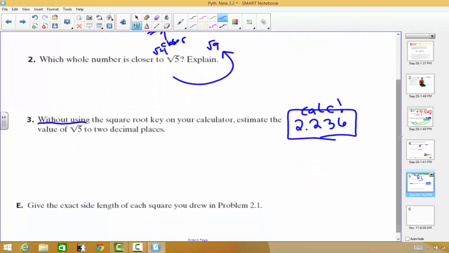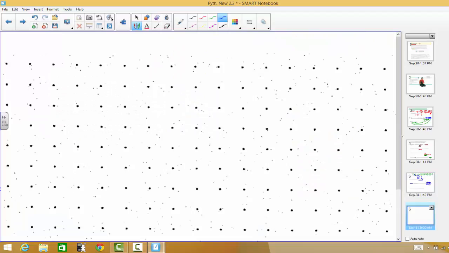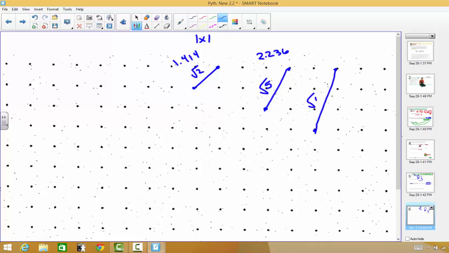So if you remember, we had this diagonal length, and it was square root of 2, so that's 1.414. That was our 1 by 1. And then we had a 1 by 2, and that was the square root of 5. And the square root of 5 we just found on the calculator as 2.236. And then we had a 1 by 3, and that was the square root of 10. And if you put in your calculator the square root of 10, you get 3.162.